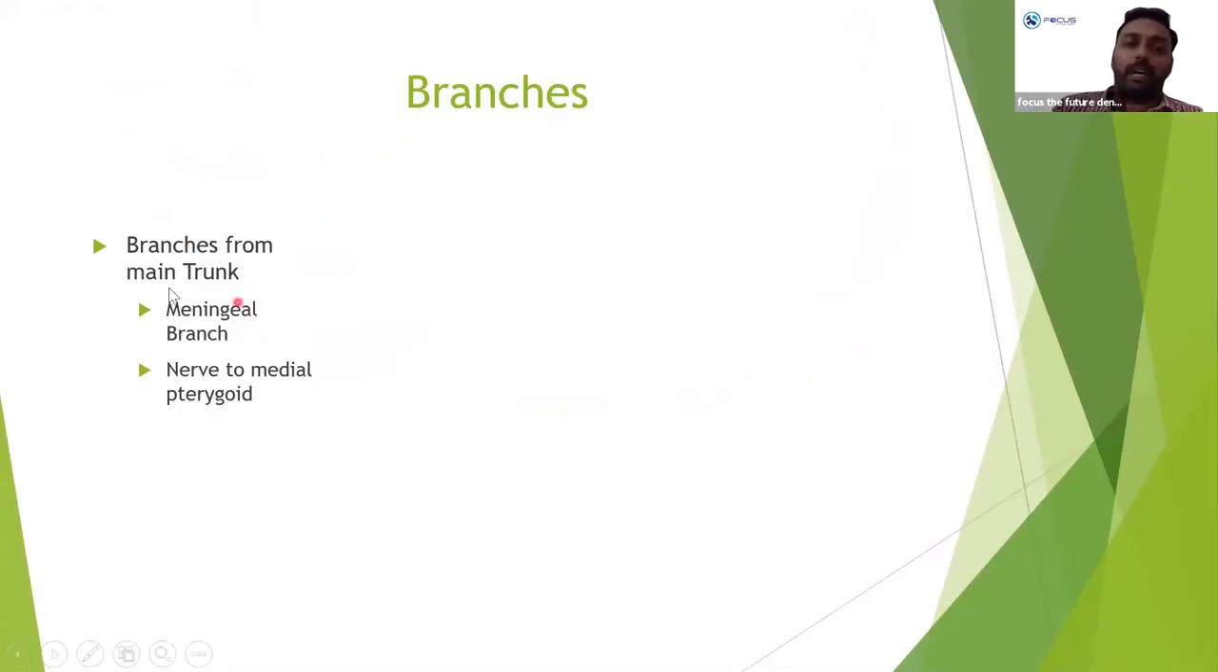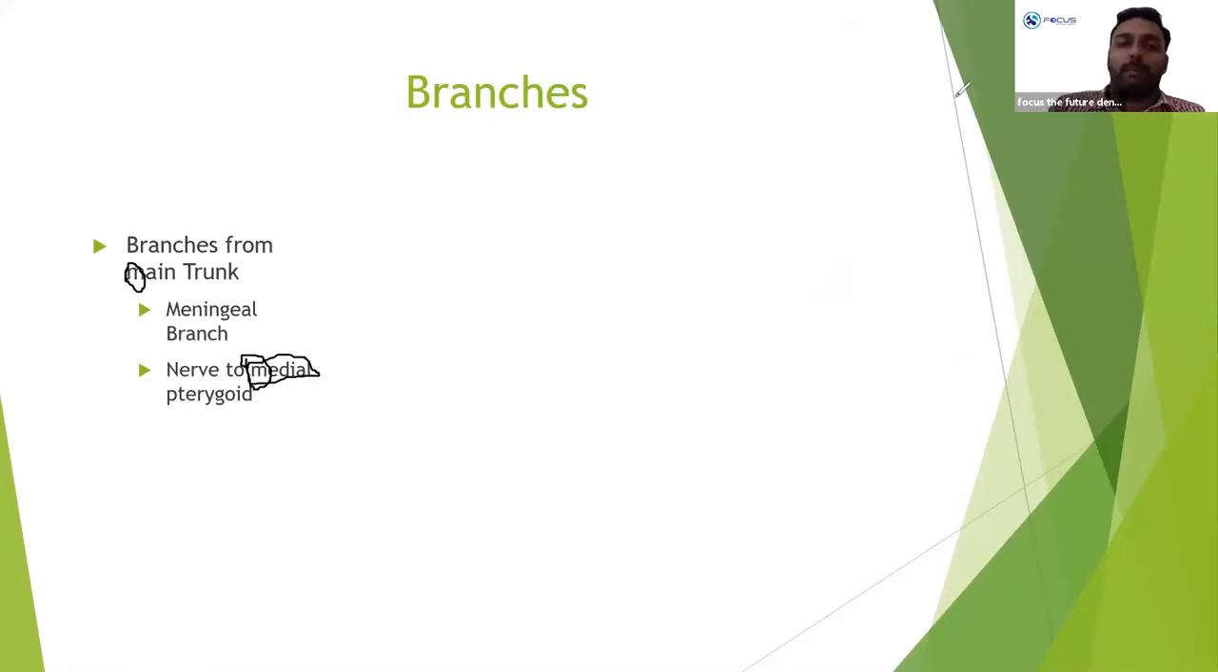Branches from the main trunk are the meningeal branch. You know the name, it is nervus spinosus. Nervus spinosus goes back up to the cranium through your foramen spinosum. Then the nerve to medial pterygoid. Remember this very well: medial pterygoid is from the main trunk. So you can remember it as M and M. You shouldn't forget that medial pterygoid is from the main trunk.